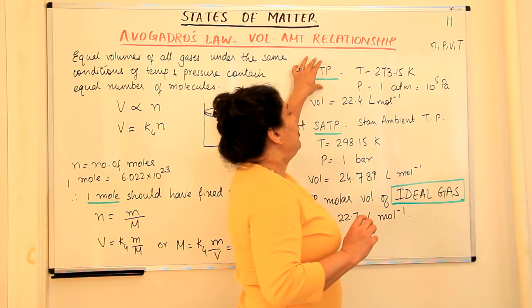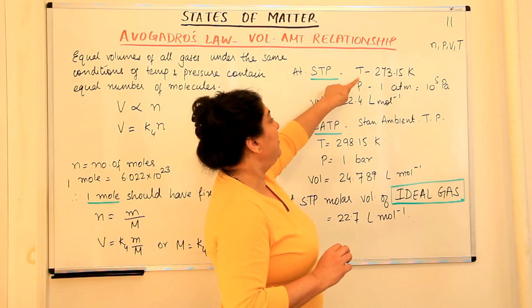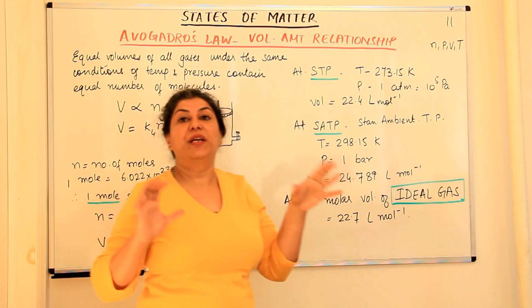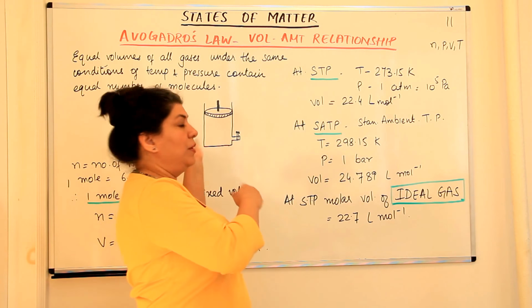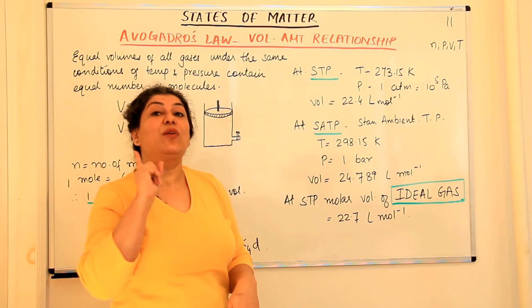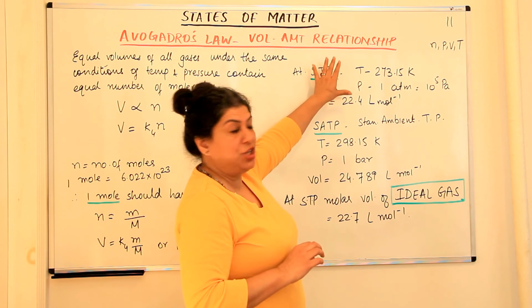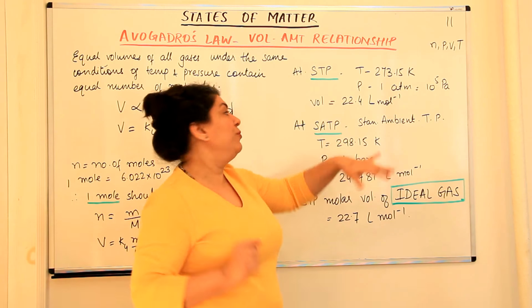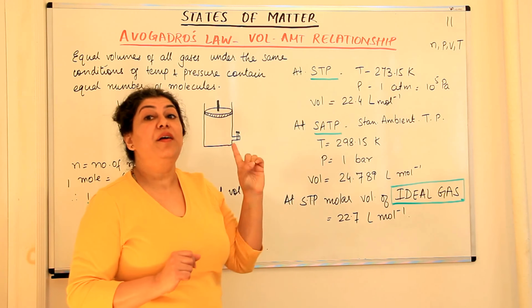So whenever you're using STP conditions, the temperature is 273.15 and the pressure is 1 atmospheric pressure, and you're carrying out the measurements under those conditions. And we find that if we take 1 mole of a gas at standard temperature and pressure conditions, its volume would be equal to 22.4 liters per mole.